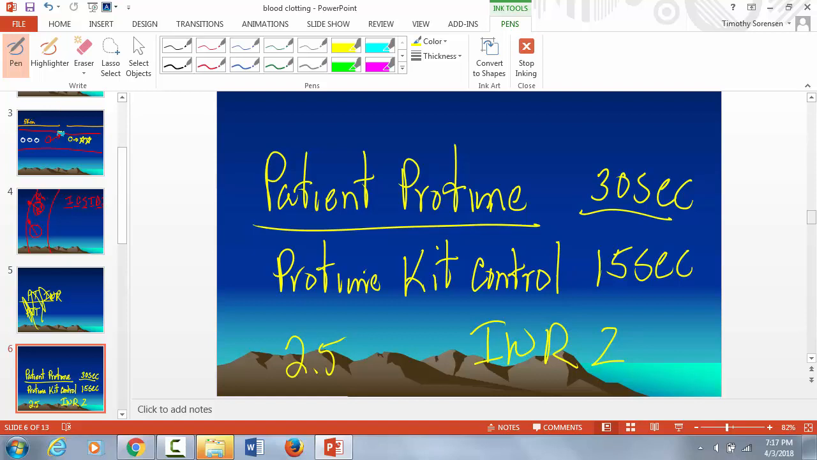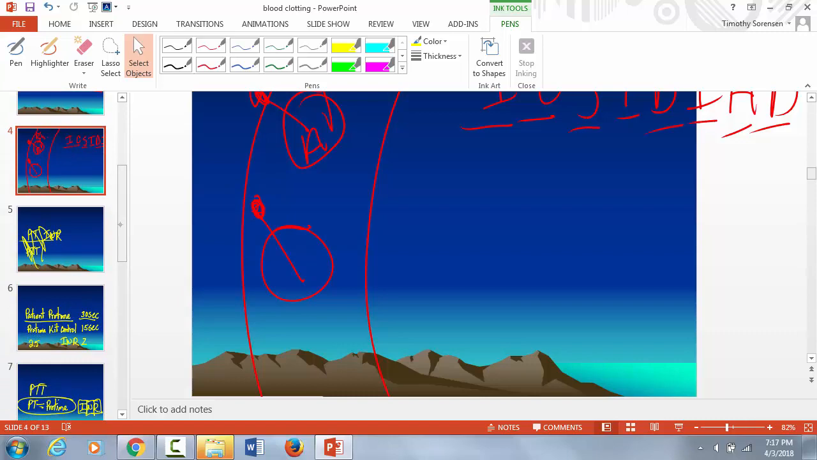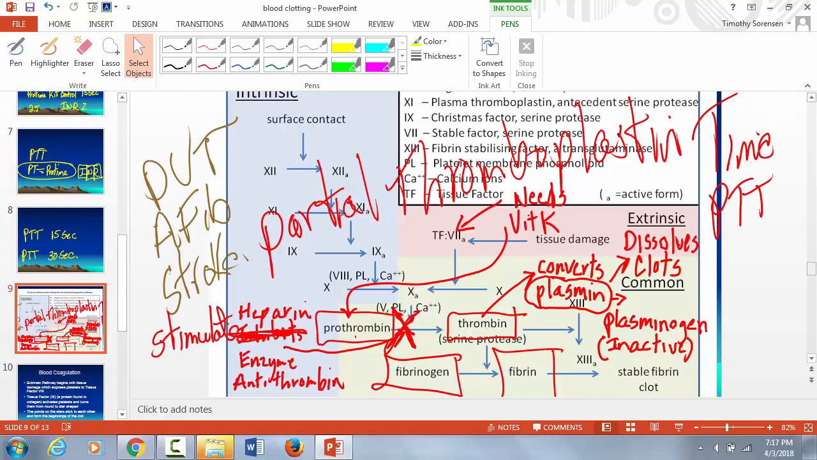So that's the blood clotting pathway. Now, watch. If you get this, I'm going to be real proud of you. What's the antidote for excessive Coumadin? Vitamin K. Why? Because what does Coumadin do? It inhibits the recycling of vitamin K. So if you give them vitamin K, it will inhibit the effects of Coumadin.